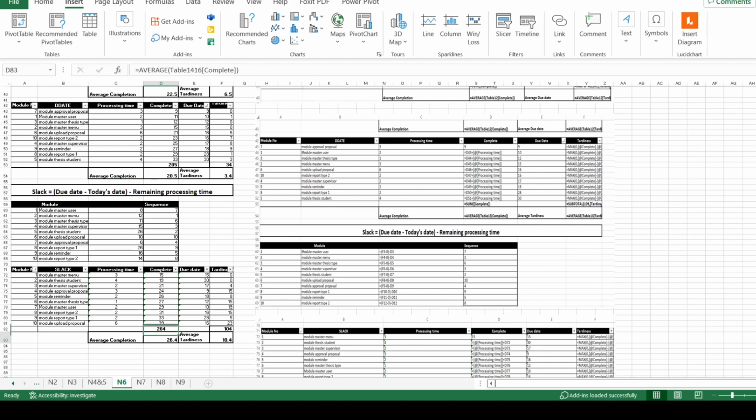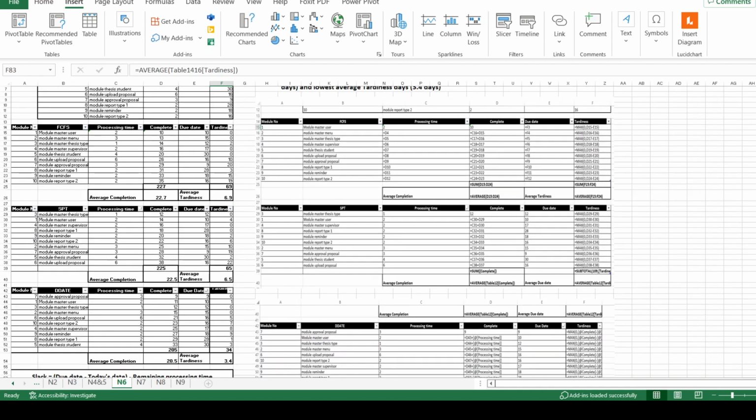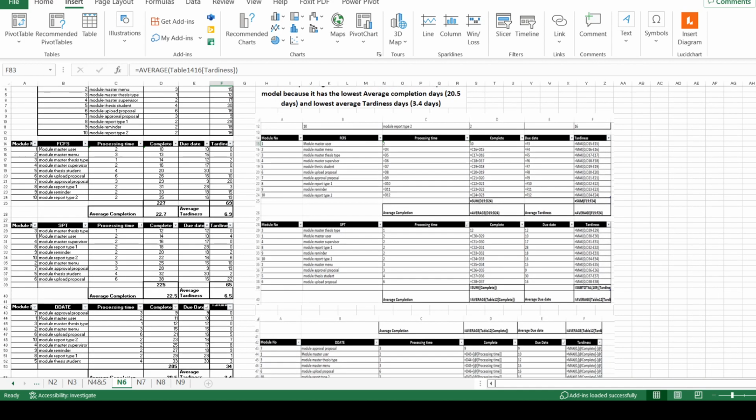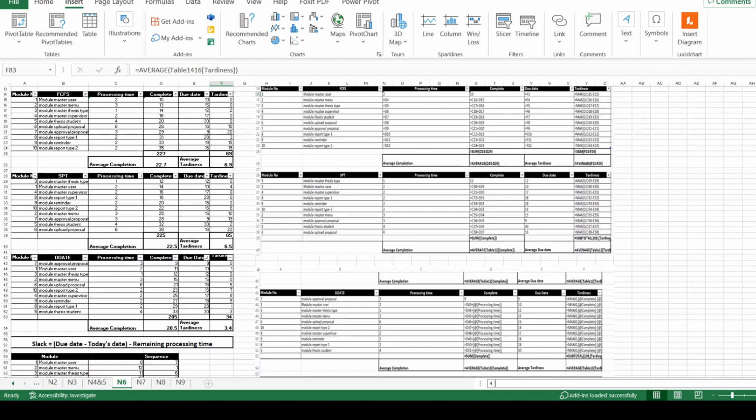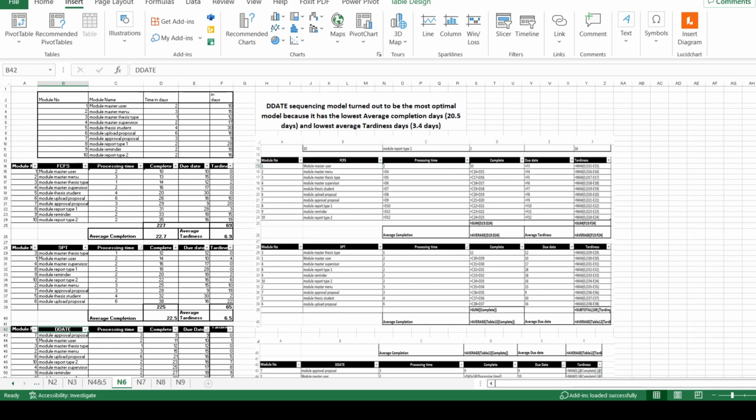This is probably the longest and not efficient. So I came up with the conclusion: due date is the most efficient. The due date sequencing model turned out to be the most optimal model because it has the lowest average completion days, which is 20.5 days, and the lowest average tardiness days. Thank you.